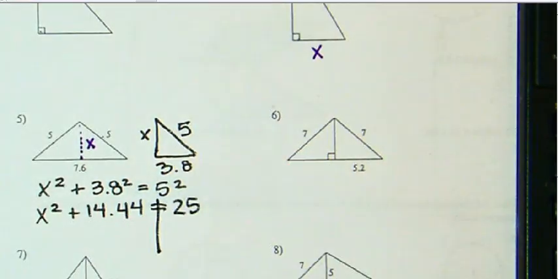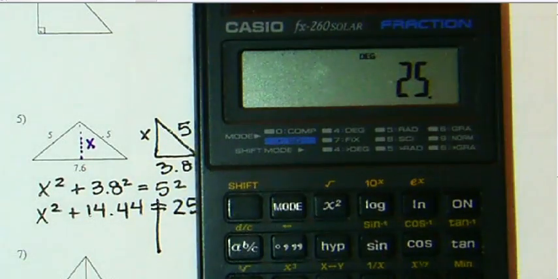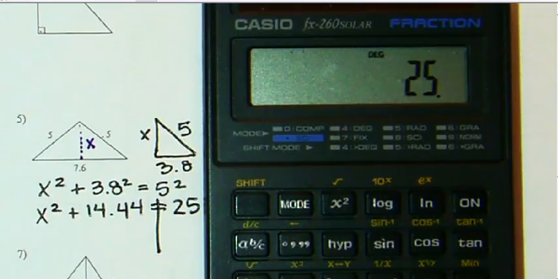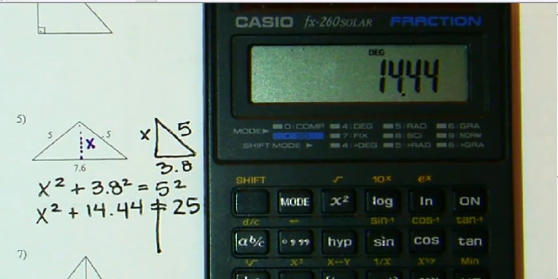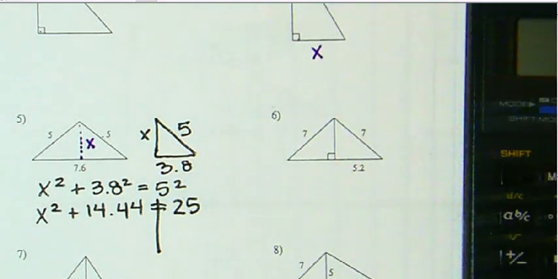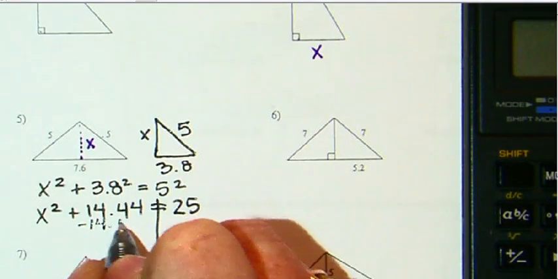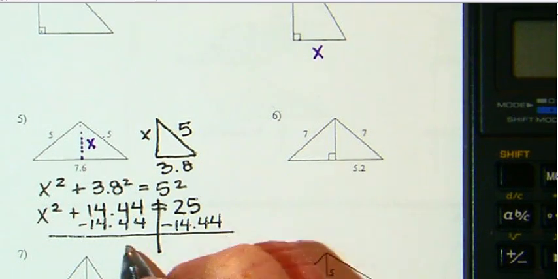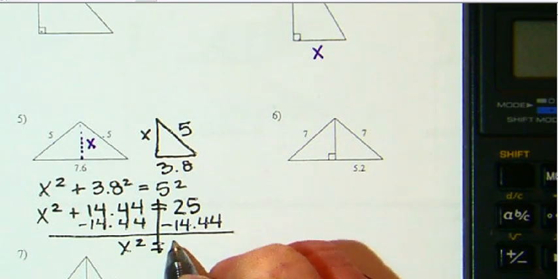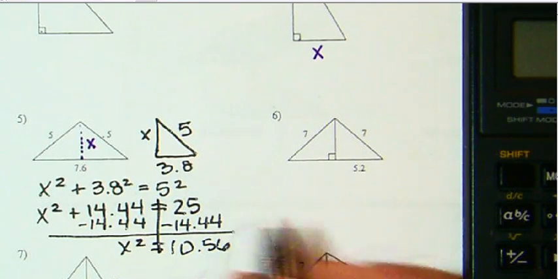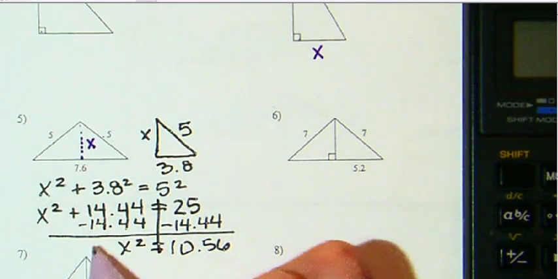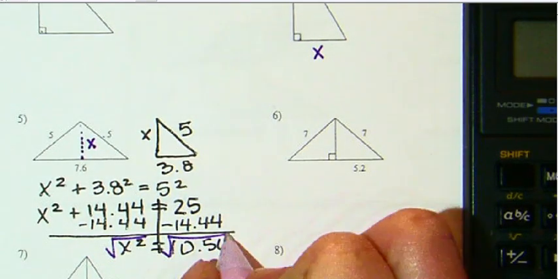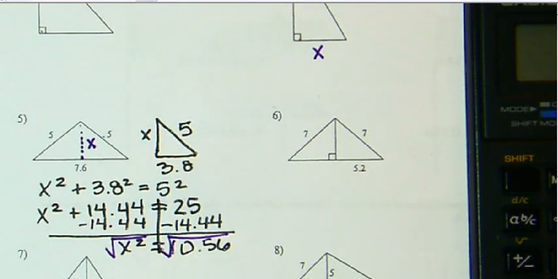And then I'm going to solve for x, so I need to subtract 14.44 from both sides. So I'm going to take my 25 and subtract 14.44 to tell me that x squared equals 10.56. So we subtracted 14.44 from both sides. x squared equals 10.56. Remember, we need to take the square root of both sides so that we no longer have x raised to the power of 2.